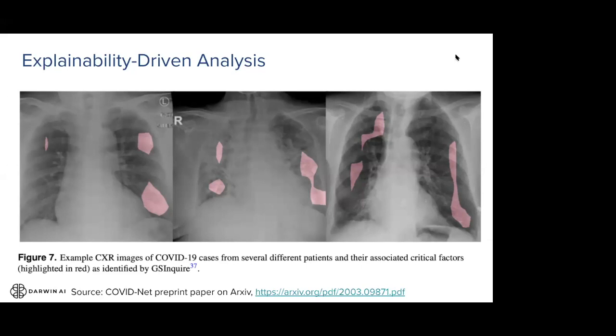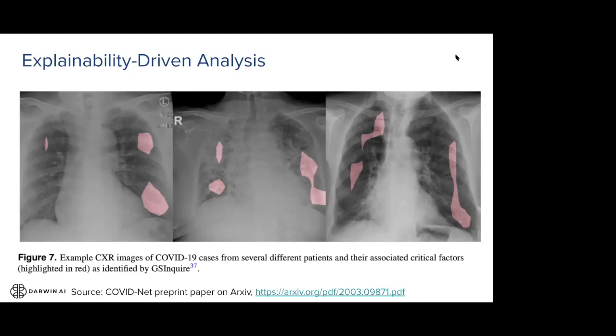So these are definitely situations where the model is making the right decision for the wrong reason. So as our very last step, once we have a model, we do explainability-driven analysis so we can have a better understanding of the critical factors that are used to make decisions. In this particular case, we use GenSynth, particularly the GSInq approach. These are some of the areas that we saw that were critical factors.